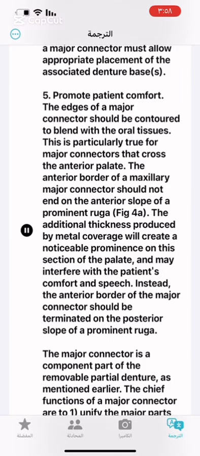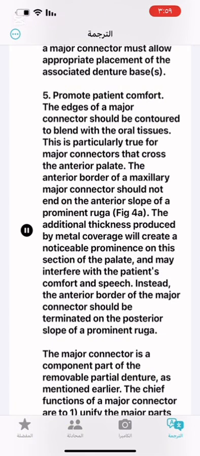The removable partial denture consists of 7 main components, and these are essential for the success of the treatment for the partially edentulous patient. 1. Major connectors. 2. Minor connectors.